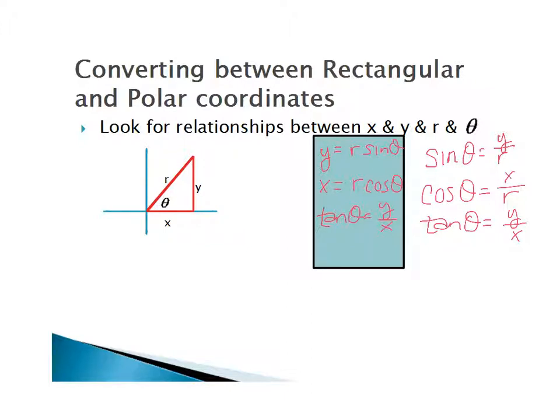There should be one more thing that you could come up with, and that's just thinking some Pythagorean theorem. Would you agree that x squared plus y squared is equal to r squared? And when I write it in the box here, I'm going to change it up. I'm going to put the r squared on this side. Those 4 rules are what we can use to convert anything from rectangular to polar or vice versa.